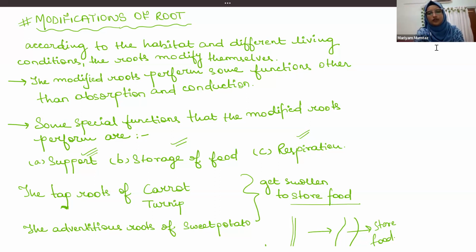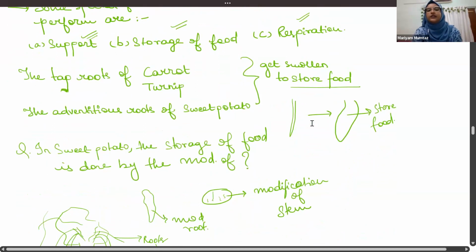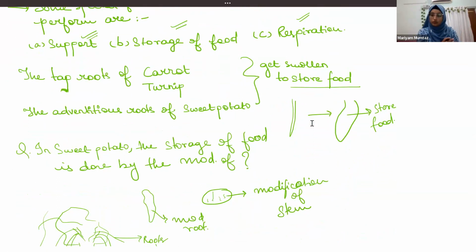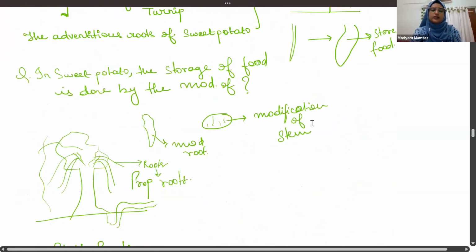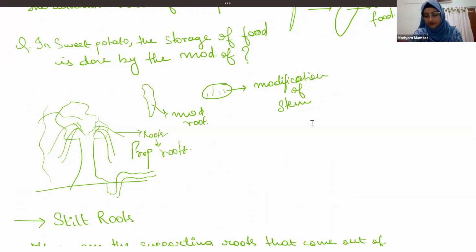So I talked to you about the storage of food, right? And I gave you the example of sweet potato, which was the modification of a root in order to store the food, right? And then I also gave you the example of a banyan tree, isn't it? The roots hang out like branches from the tree. It looks like those are branches, but they are not. Those hanging structures from the root, they are the prop roots. Prop, you understand?